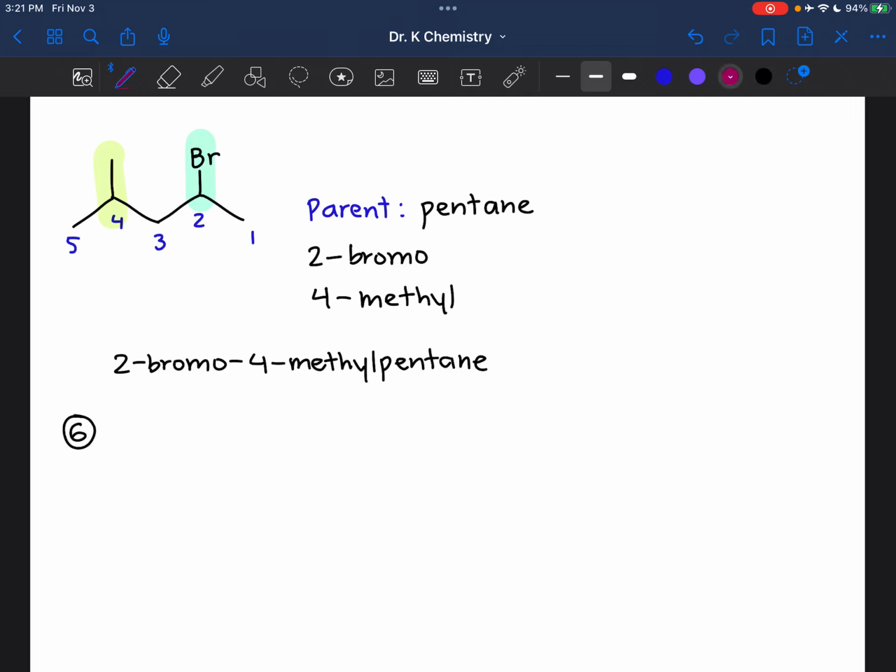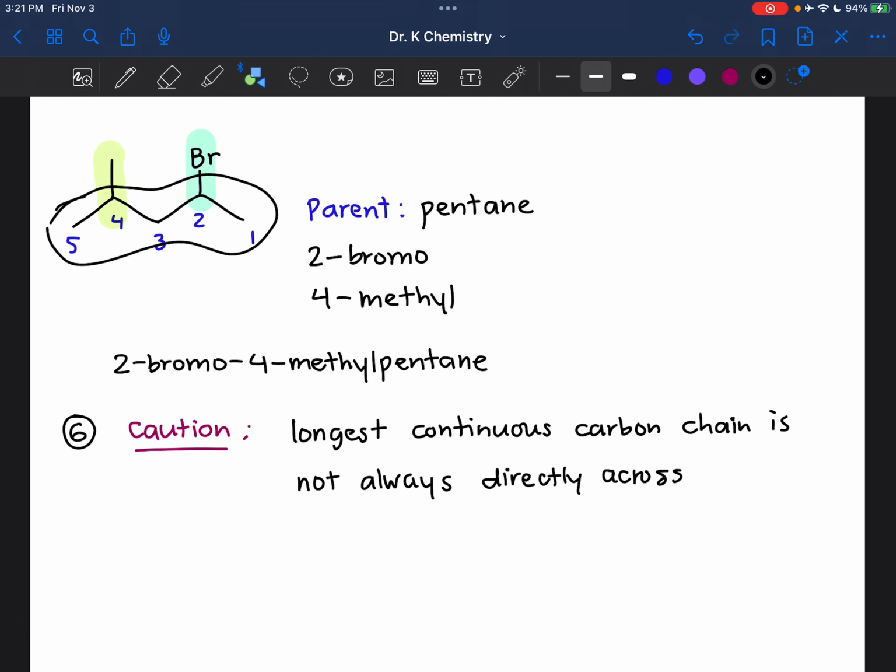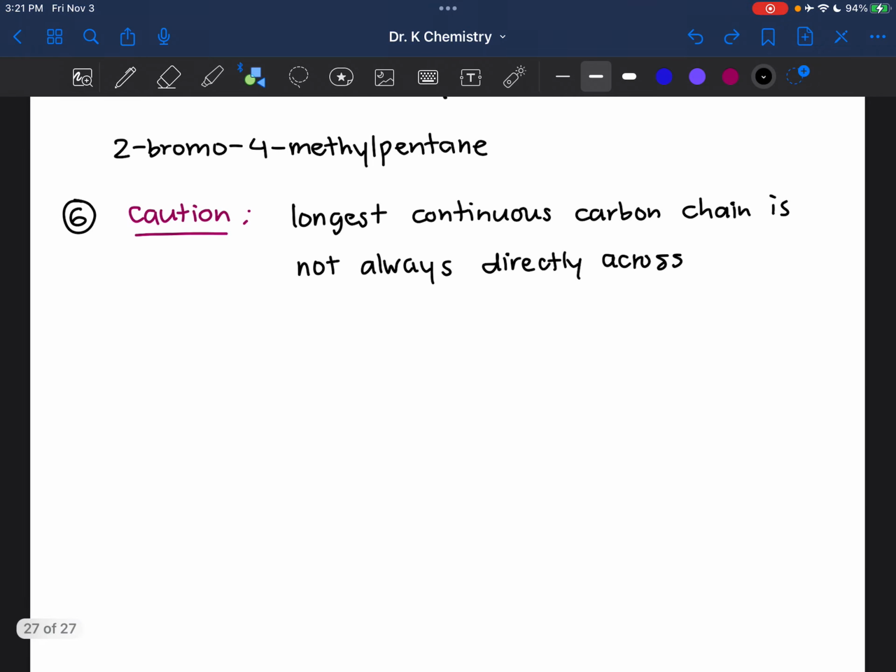A couple more things I would like to mention. So one thing to watch out for, caution, the longest continuous carbon chain is not always directly across. In all the examples we looked at thus far, we saw, okay, well, if I just go directly across, cool, it's the longest continuous carbon chain. I don't really have to think about it. But that's not always that straightforward.